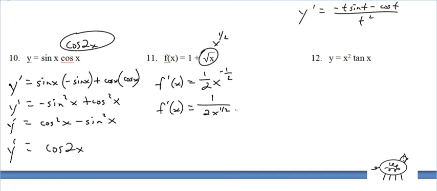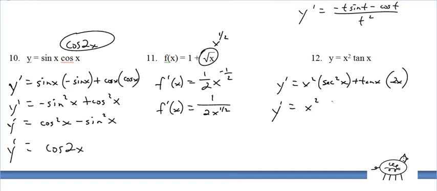Okay. 12, we're going to use the product rule. So y prime, the first, times derivative of the second, secant squared of x, plus the second, times derivative of the first. And let's just simplify it a little bit. Just, again, get rid of the parentheses. Plus 2x tangent of x. Okay, not too bad. Okay, let's keep going here.